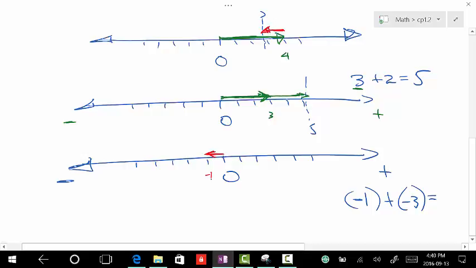And now I'm going to add -3 to that. Well, again, I'm still going in the negative direction. So I'm going to come over 3 hash marks. 1, 2, 3.